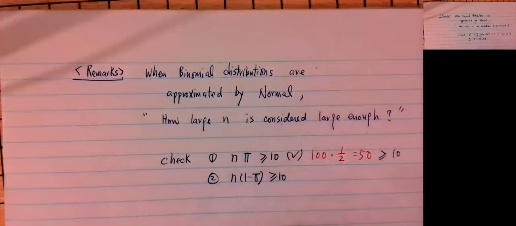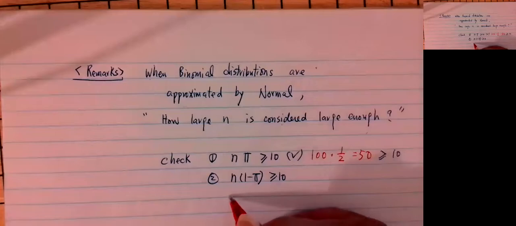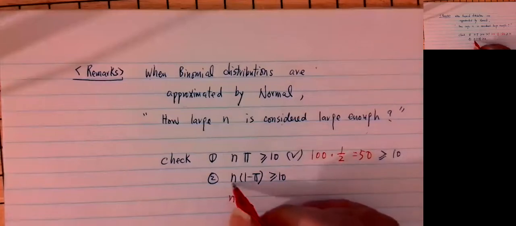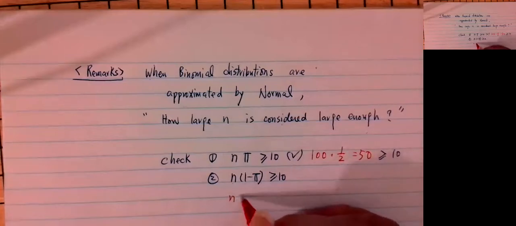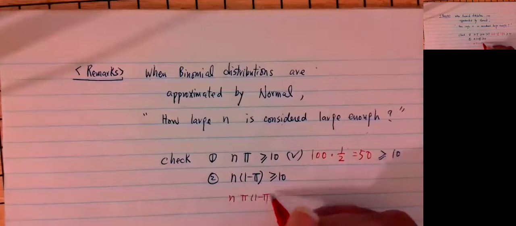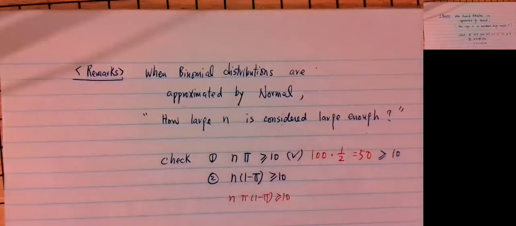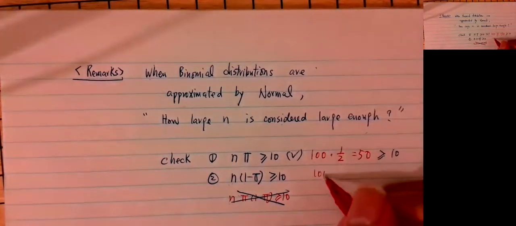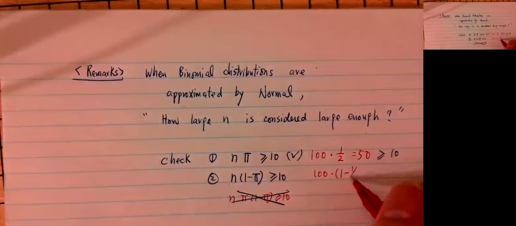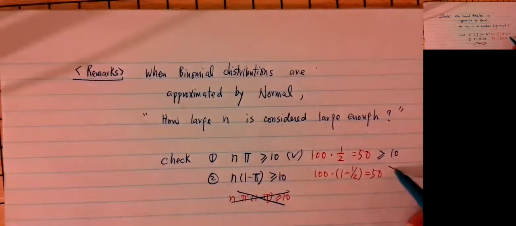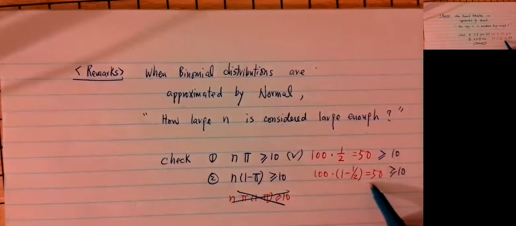Second condition, a lot of students in the exams I found in the past, they don't check n times 1 minus pi. They check n times pi times 1 minus pi greater or equal to 10. Listen to me, this is wrong. You should check n times 1 minus pi. In our case, when we flip the coin 100 times, and it's a fair coin, this is also 50. It's also way bigger than 10. Okay? That's why we can use normal approximation. Okay?